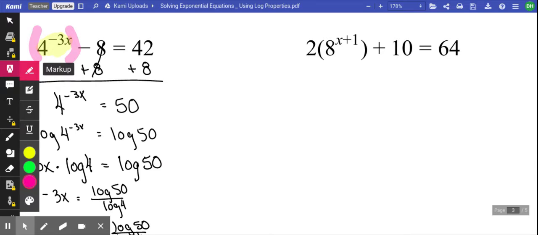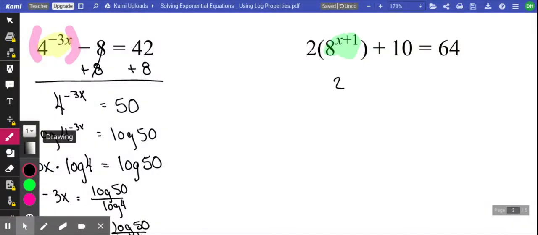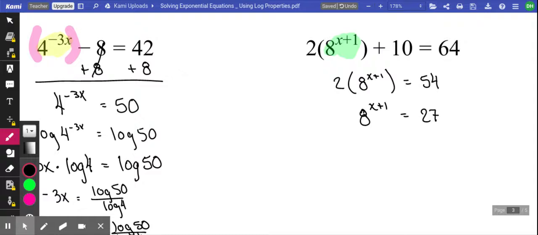Okay, let's highlight the exponential expression. This 8 to the x plus 1 power, that's your exponential expression. That's who you're trying to isolate right out of the gate. So what I'm going to do is I'm going to subtract that 10 over to make 54, and then we'll divide the 2 over to make 27, okay? Now we've isolated it. We can go ahead and take the log of both sides. That exponent is going to transform into my coefficient. So we've got the quantity x plus 1 multiplied by the log of 8.